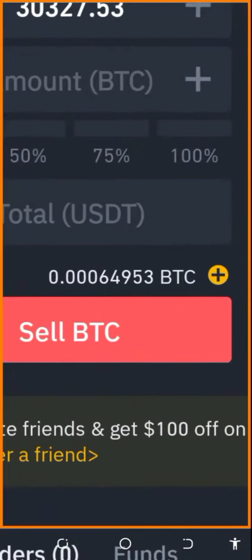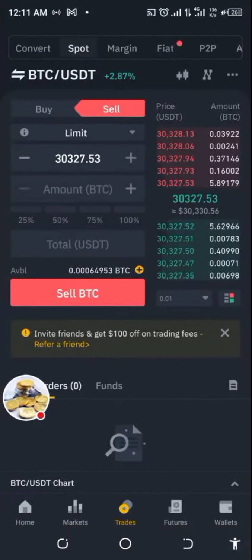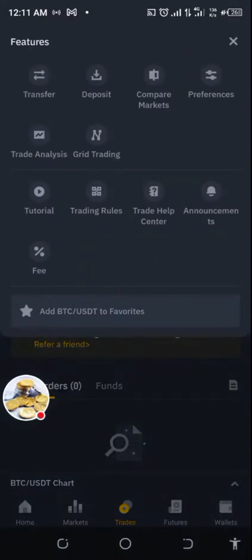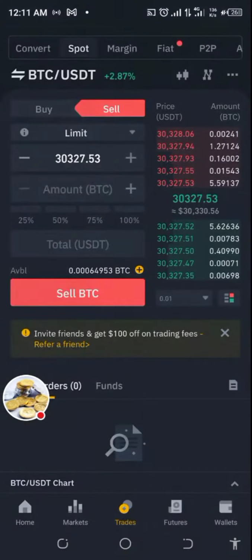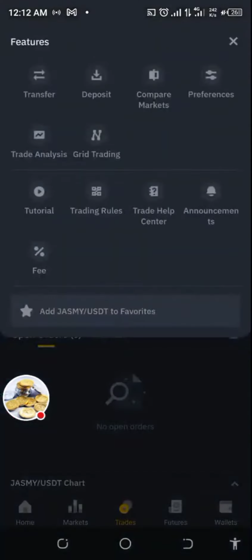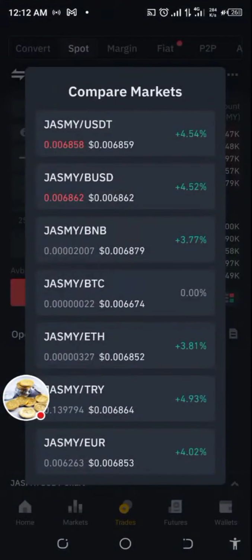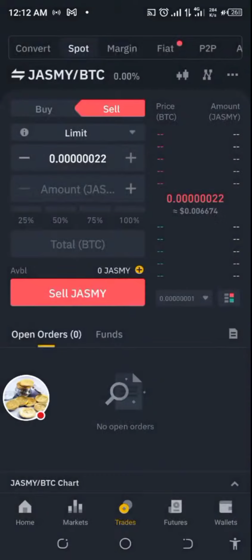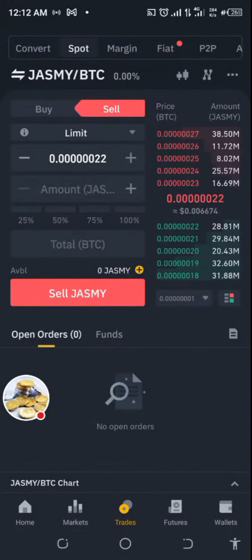Have I bought that? Yeah. So let's go straight ahead to JASMY. Okay, so we're going to JASMY, and then we're buying what are we buying? We're buying BTC. So let's go and see whether this is going to give us what we're looking for.